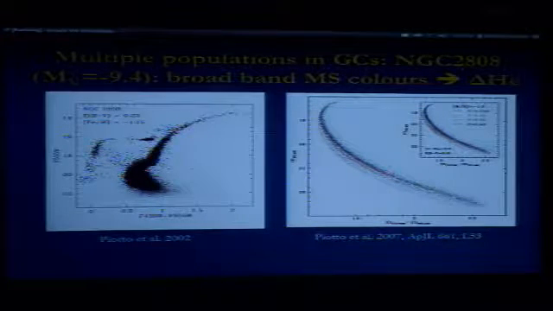By the way, this population keeps about 50% of the total and the other 50%. And this is exactly what Frank has found from the horizontal branch. So this is a very nice result, that you find the same thing from the horizontal branch and from the main sequence.